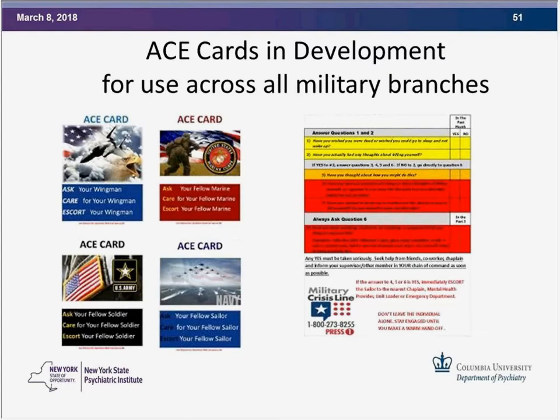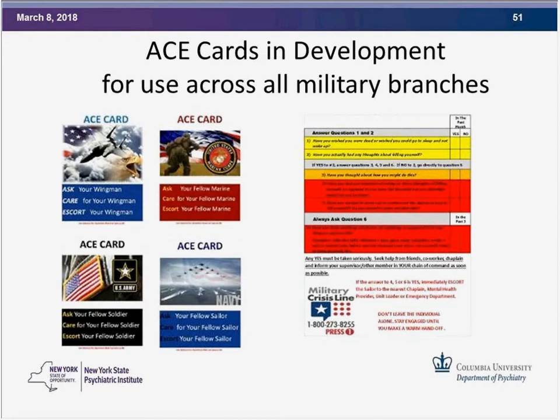And so we've developed these pocket cards for folks to have the short screener right with them wherever they go. And it started as a result of our work with the Air Force. The Air Force said, we'd like to give these questions to everybody in the Air Force. And so we created these pocket cards that say, ask your wingman, care for your wingman, and escort your wingman. Because ACE, Ask, Care, Escort, is one of their mottos. And so it has the CSSRS questions on the back of the card, and it's highlighted in yellow, orange, and red to tell them which are the highest risk questions, and gives them some information at the bottom for what they should do next.